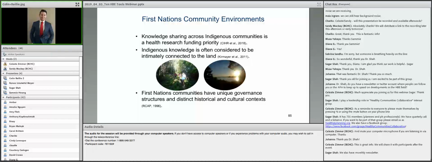And so as part of that shift, we've seen a movement towards strengths-based approaches, and that's when there's been a lot more funding available to help Indigenous communities, and in particular First Nations communities up in Canada, to support knowledge sharing as a priority for research. One of the reasons for that is because there has been a recognition that Indigenous knowledge is connected to the lands because knowledge is based on people's relationships to those lands.